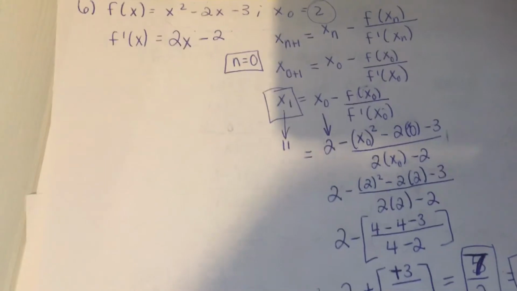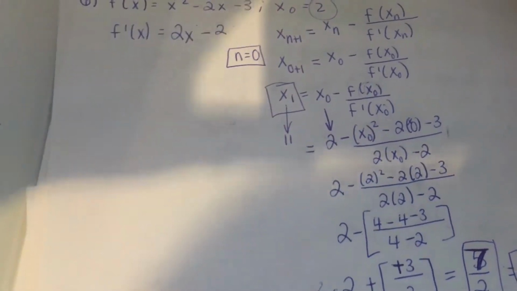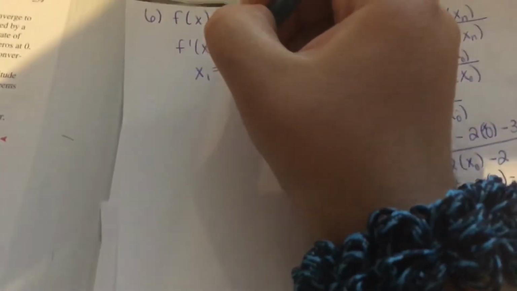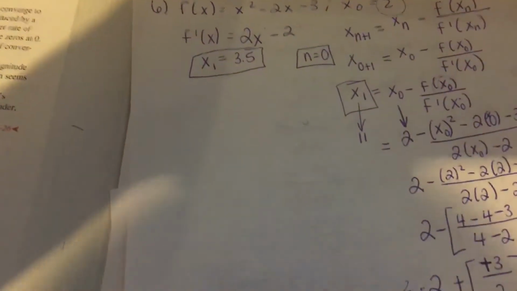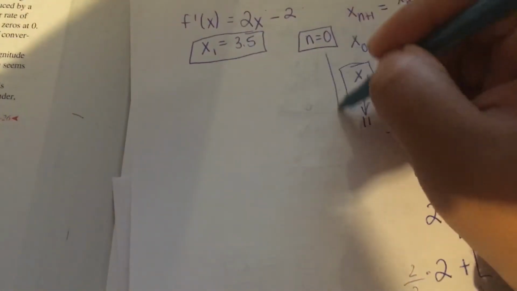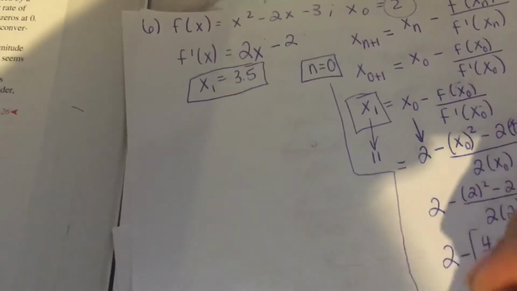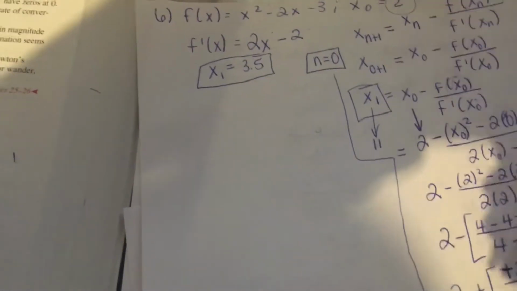That's the downfall of Newton's method. Okay, so for x sub 2, alrighty, I'm going to write on the top again, x sub 1 is equal to 3.5. Alrighty, and let's just put this all in, there we go, a border.